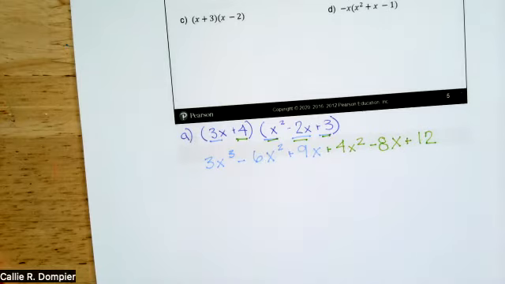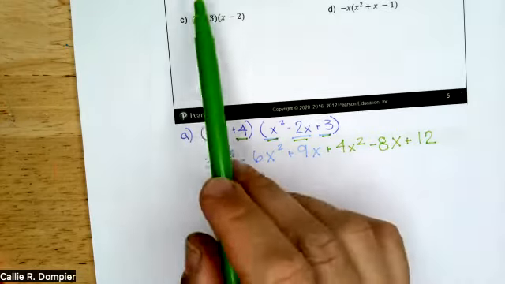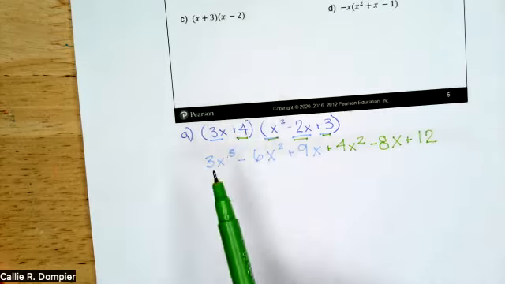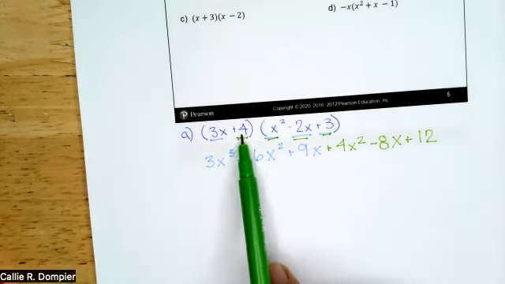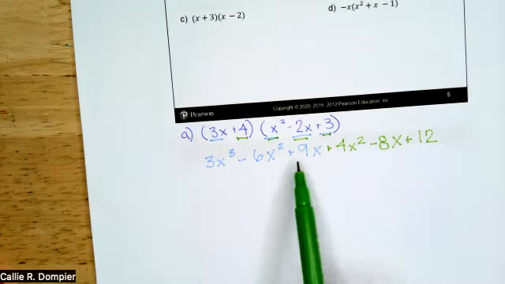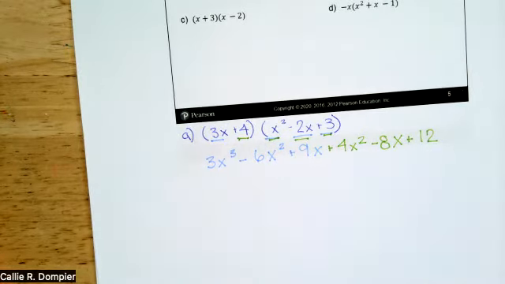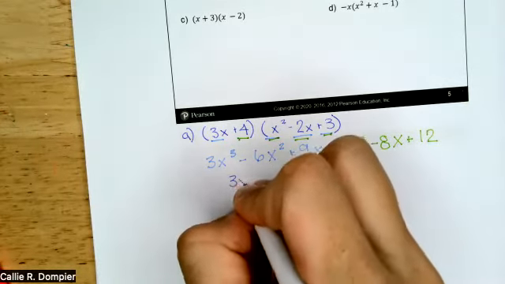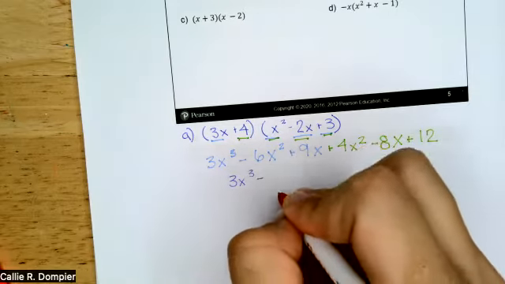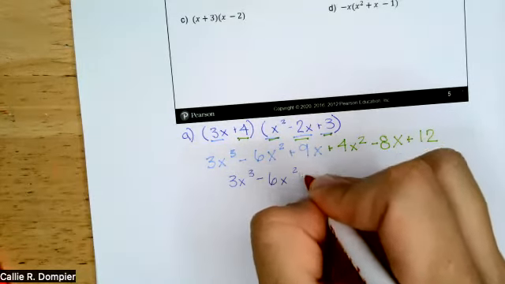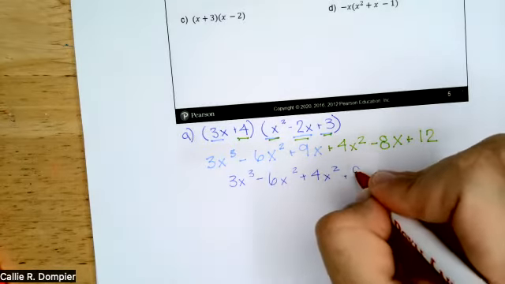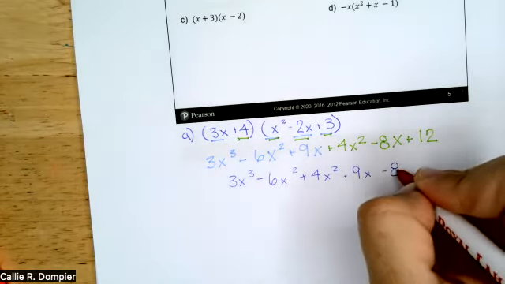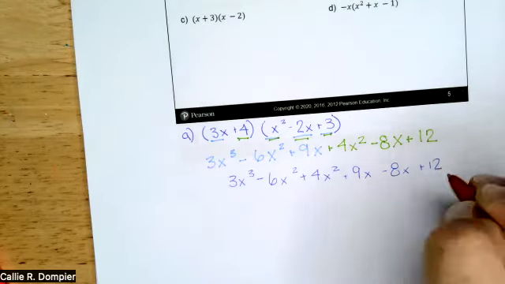Now we're just adding polynomials. So we first multiply them all the way through. First multiply the 3x by those 3 terms. Then we multiply the 4 by those 3 terms. Then we have something that we can just add together like we were doing before. So that will be 3x to the third minus 6x squared plus 4x squared plus 9x minus 8x plus 12.